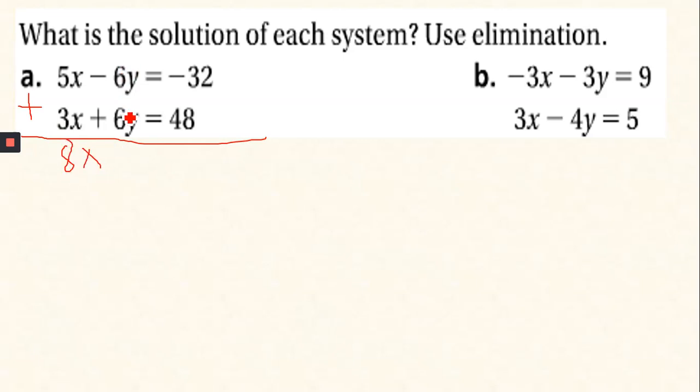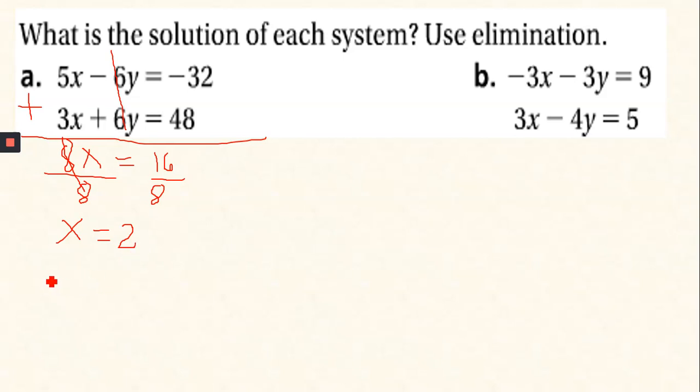Then negative 6y plus 6y, that will be 0. So it is already eliminated. And then we have negative 32 plus 48, that is equal to 16. Okay? And then after that, divide both sides of the equation by the coefficient of x, which is 8. And 8 divided by 8, that is 1. So x now is equal to 16 divided by 8, that is equal to positive 2.